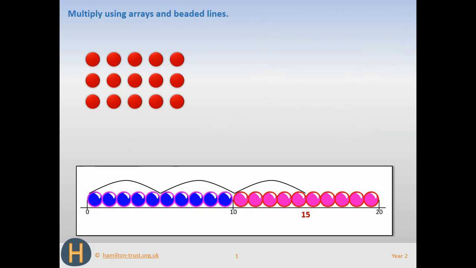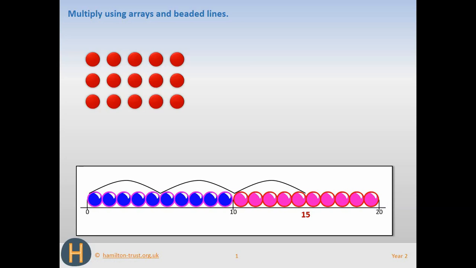So here the array is changed. What would this array be? Well, we've got 1, 2, 3, so it's rows of something by 3. And how many of them? 1, 2, 3, 4, 5. 5 lots of 3. Lots of means multiply or times.